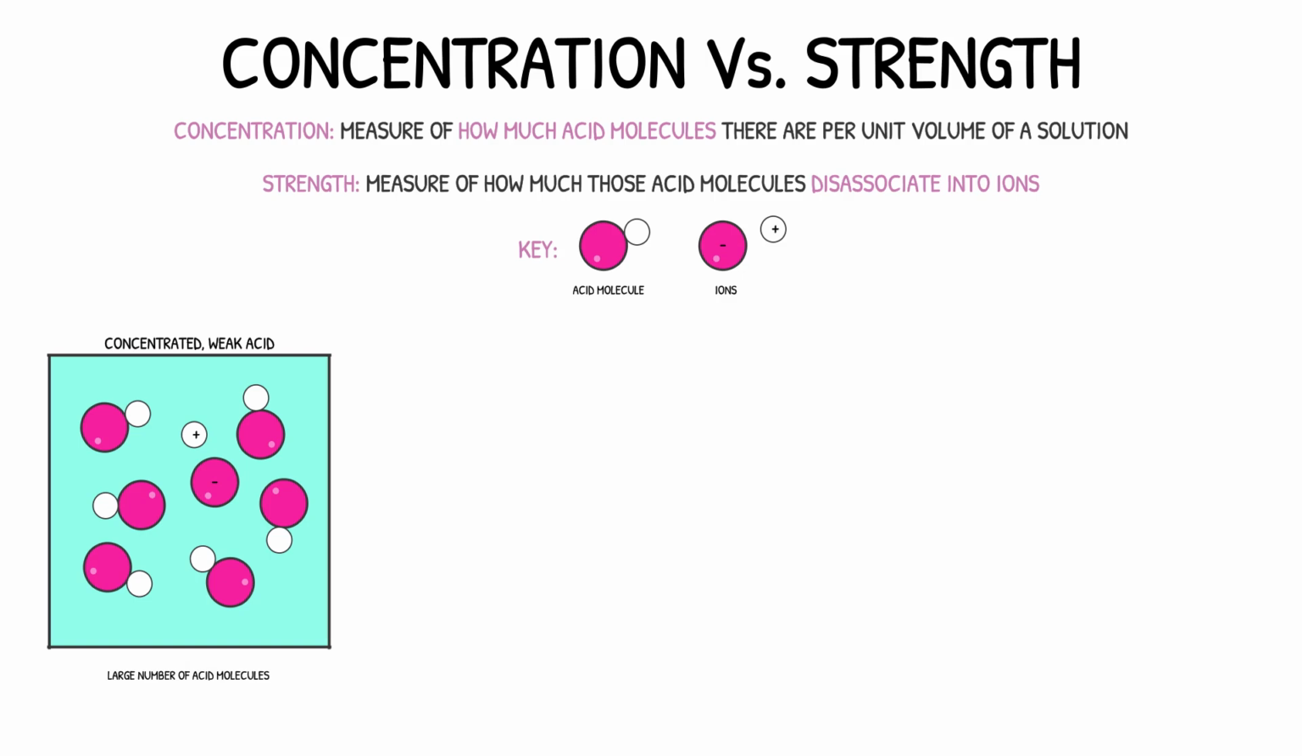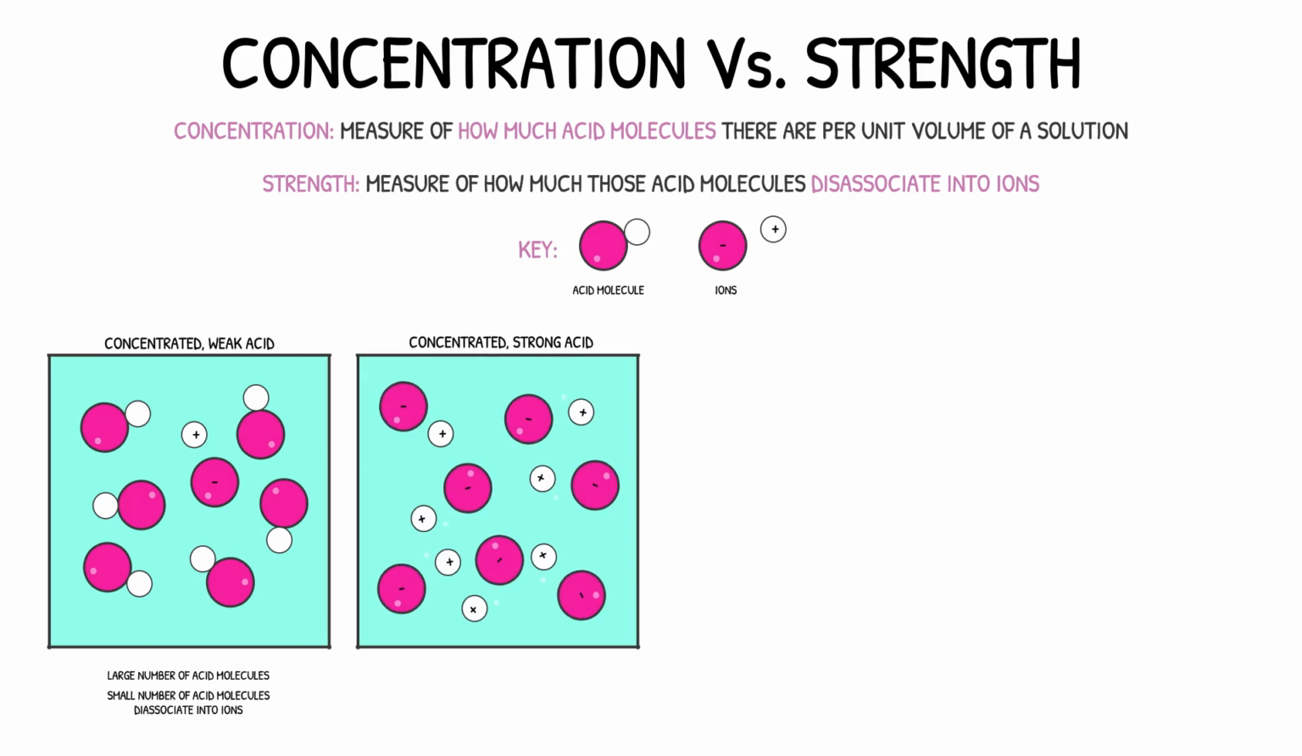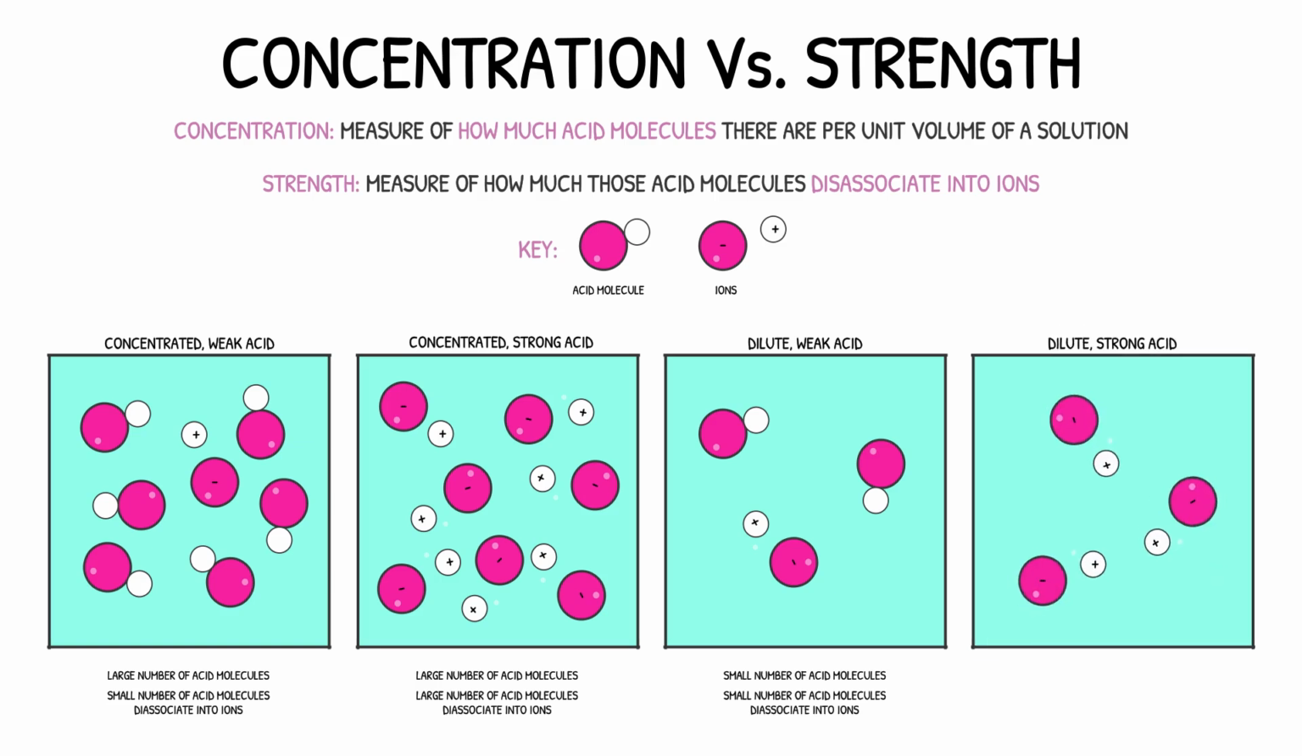However, only a few of those molecules would have dissociated into ions, whereas a solution of a concentrated strong acid would also contain a high number of acid molecules, where all acid molecules will have dissociated into ions. In contrast, a solution of a dilute weak acid would contain smaller numbers of acid molecules, where only a few of those molecules have dissociated into ions, whereas a solution of a dilute strong acid would contain small numbers of acid molecules, where all molecules have dissociated into ions.